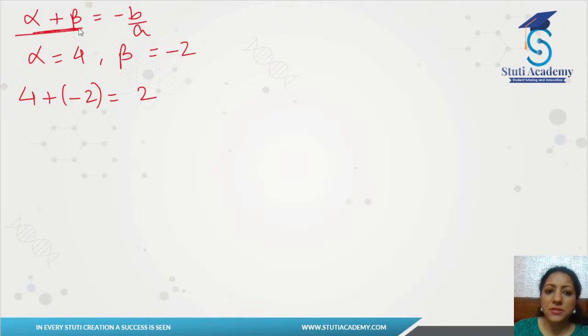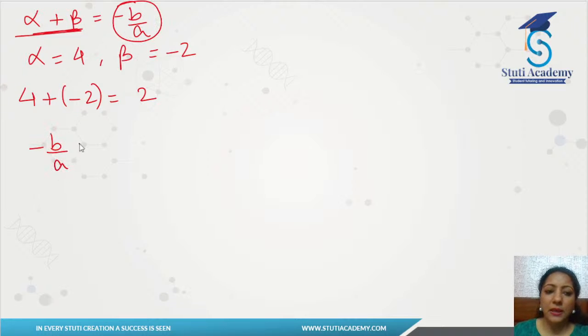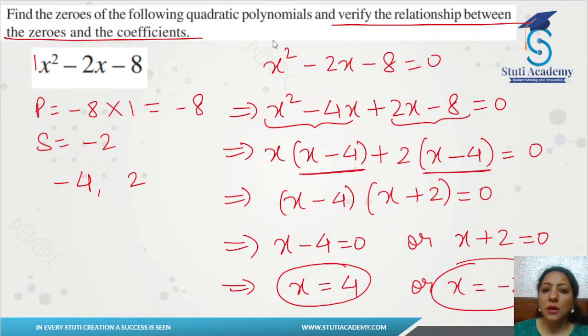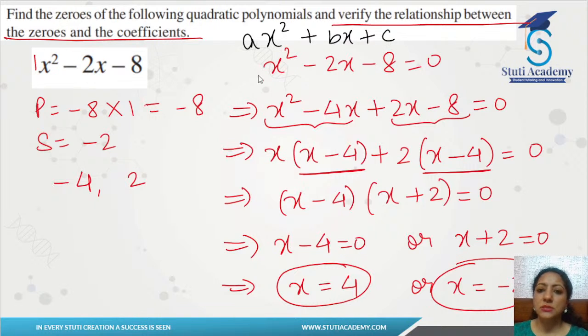So I have got this alpha plus beta as 2. Now let us see what is minus b by a. If I put this in the standard form, this is ax square plus bx plus c. So this is already in standard form. I'm comparing this with ax square plus bx plus c so that I can figure out the values of a, b and c. So if I compare these two, I observe here that a is 1, b is minus 2 and c is minus 8.